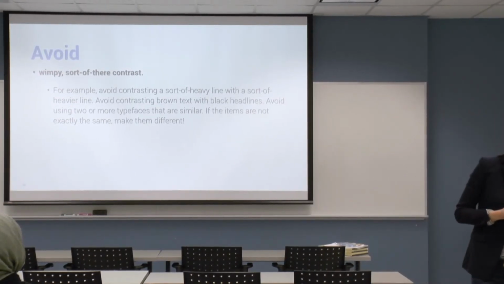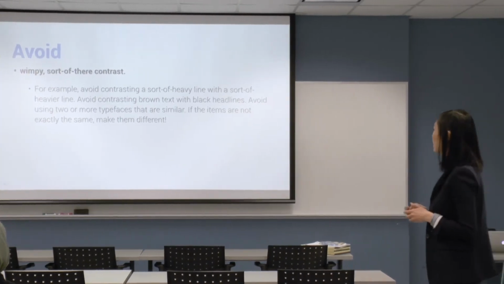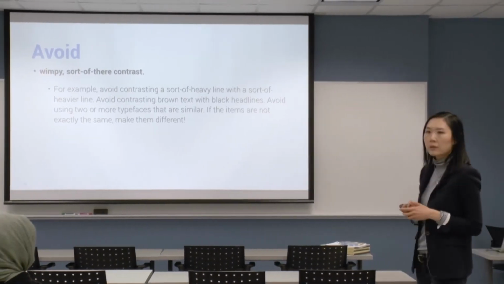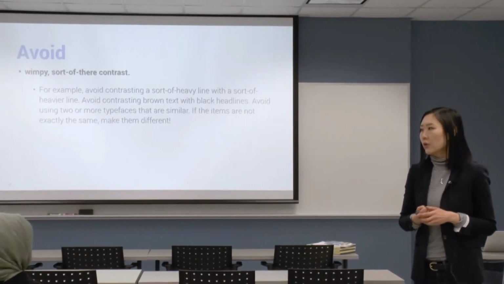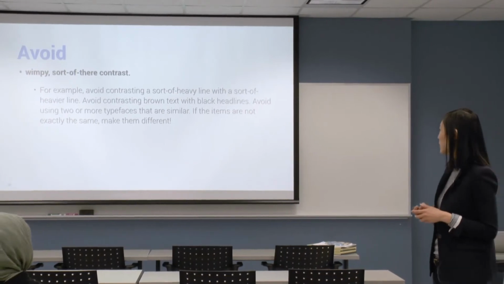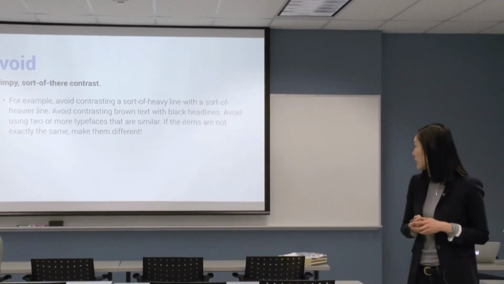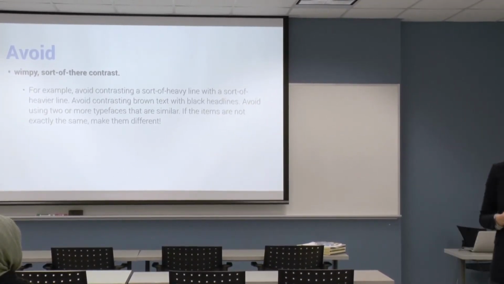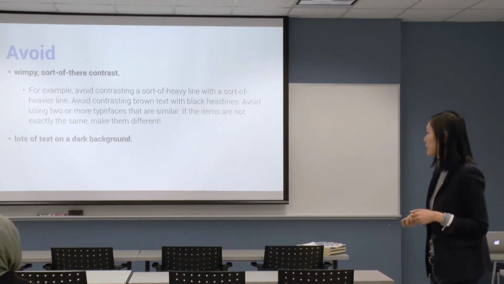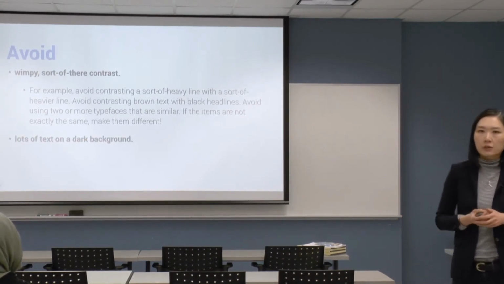Sort of a heavy line with a slightly heavier line. Avoiding contrast, things like brown text with black text. They're both dark, even though they're visually a little bit different. Using two or more typefaces that are similar. If items are not exactly the same, then make them very different. And also avoid lots of text on a really dark background.